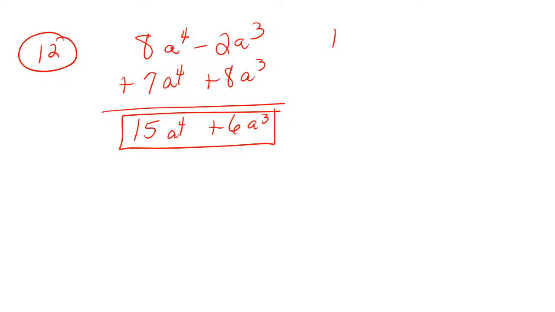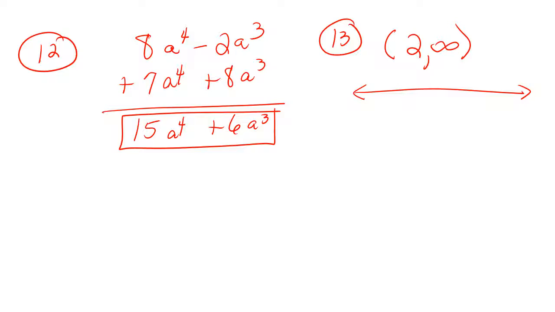Number 13 says to graph parentheses 2 and positive infinity. This will be a multiple choice question, and you will look for the graph that has the parentheses on +2 and is shaded out to positive infinity, which is to the right.